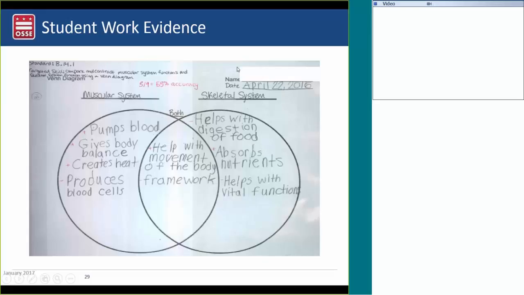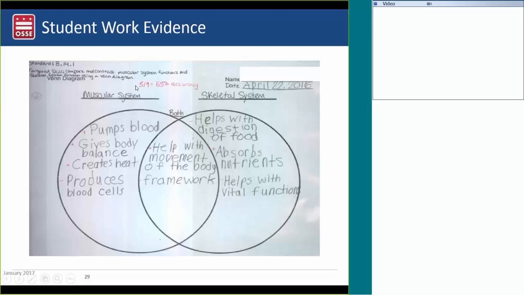It doesn't have to be written in by the teacher. If legibility is a concern and you have to rewrite the student's name or the date, that's okay. But encourage your students to be as actively involved in this as possible. Here's the standard. Here's the targeted skill. And on this one, it's just written in. It's okay. It doesn't have to be word processed. And then here is the score.